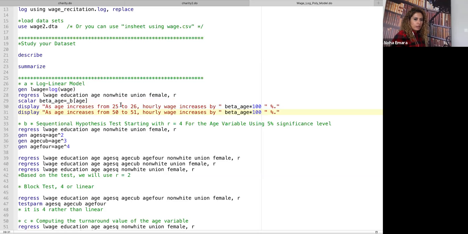So remember, this is a log linear model in age, and actually in every other regressor. So when I ask you from 25 to 26, remember, if this is log, then my answer has to be in percentages. And I have to multiply the coefficient times 100, as I did explain in the previous topic on log models.